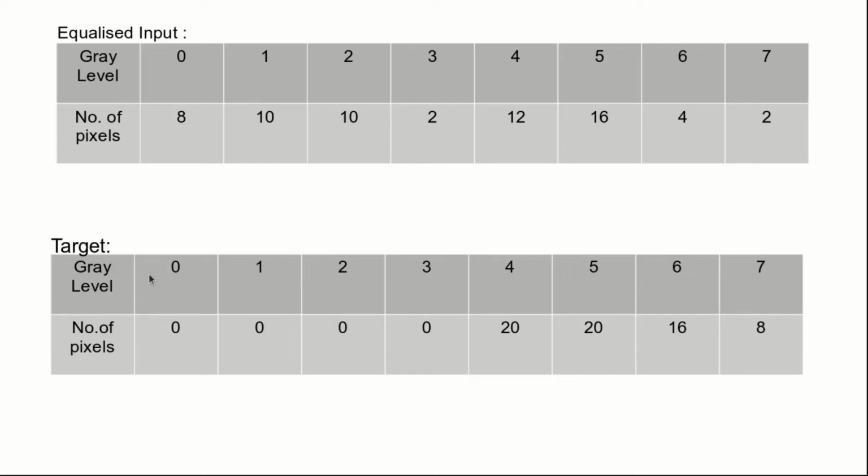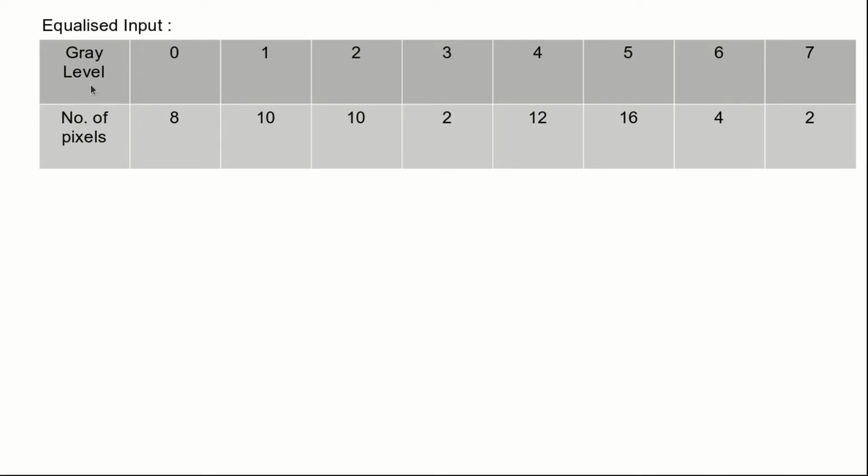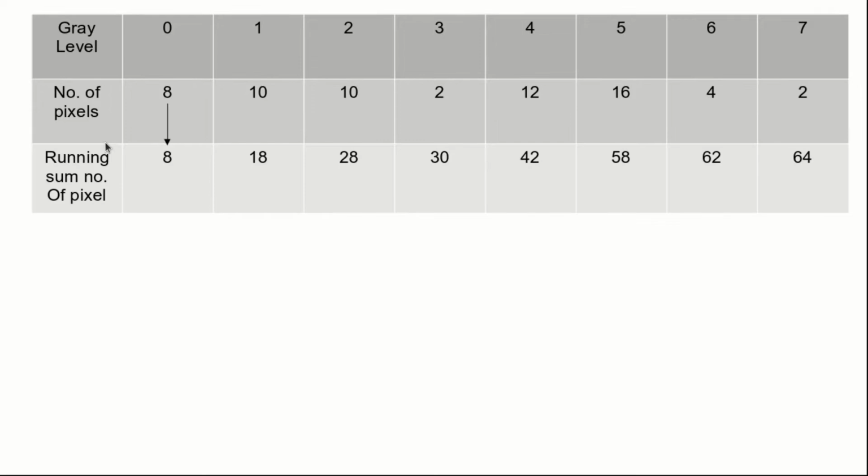You will be given these two, that is the equalized input and a target, with their gray level and number of pixels. First we'll solve for the equalized input and then we'll solve for the target. Let's begin with the equalized input. Take down the given things, that is gray level and number of pixels. The third row will take the 8 as it is, so that will be the first value in the first cell of the third row.